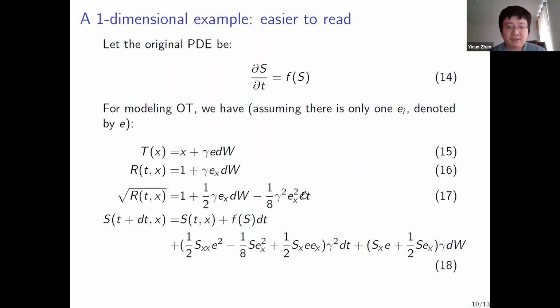This is a one-dimensional example, so maybe it's easier to read. If the original PDE is like this, then the eventual PDE we arrive at is the following, in equation 18.